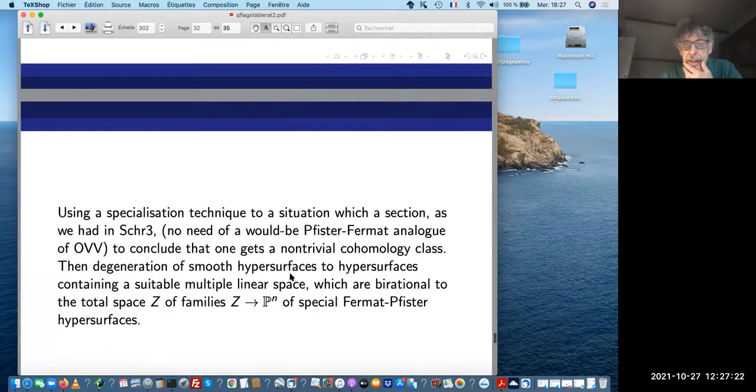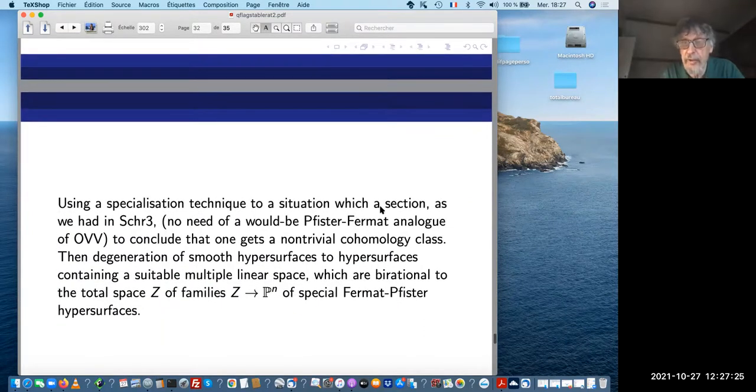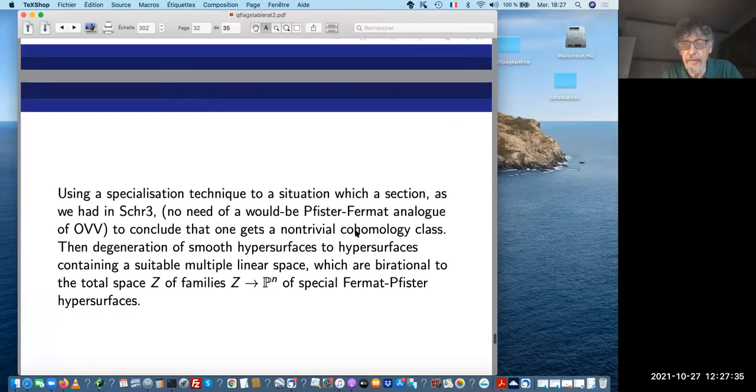And then using a specialization technique with a section, as we had seen in Schreieder 3, so no need of a would-be Pfister analog of Colliot-Thélène-Pirutka, you conclude that you get a non-trivial cohomology class which is unramified. Okay. And then again, you can do a degeneration process from smooth hypersurfaces to hypersurfaces containing a suitable multiple linear space, which are themselves birational to the total space of a family Z to P^n of special Pfister hypersurfaces.